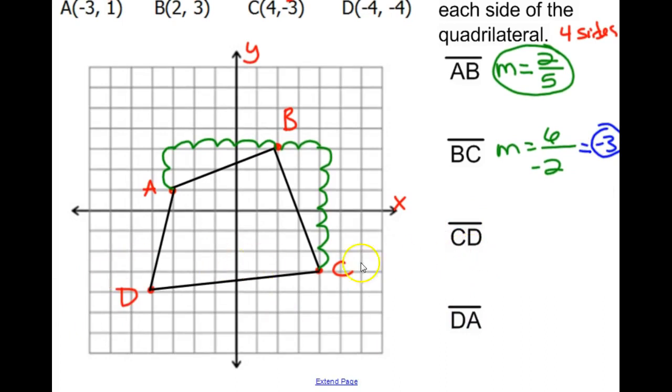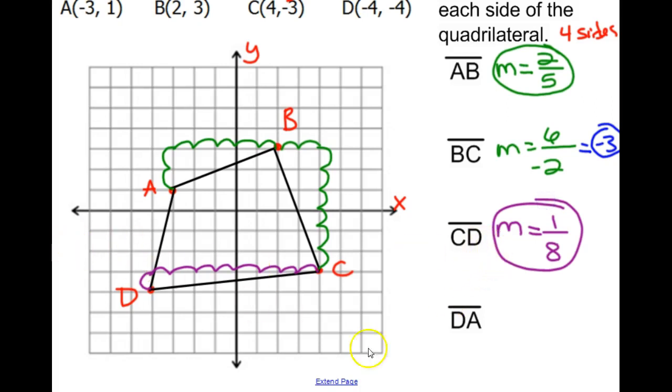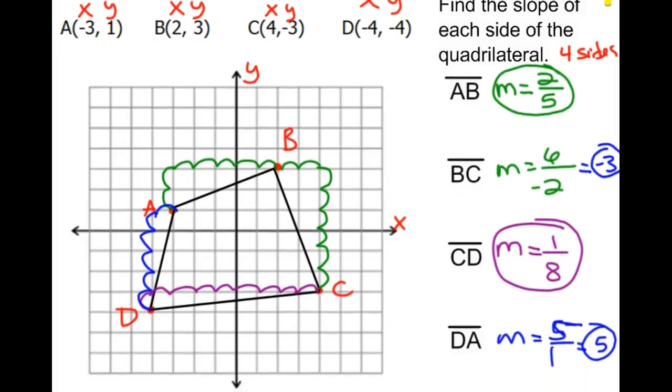Then from C to D or D to C, it doesn't matter which order you go in here. I'm going to count rise 1, and then over 1, 2, 3, 4, 5, 6, 7, 8. So up 1 and over 8. And then last, from D to A or A to D, rise 1, 2, 3, 4, 5. Oops, that's a 5. And over just 1. 5 divided by 1 is just 5. So we found our slope of every side to the quadrilateral.